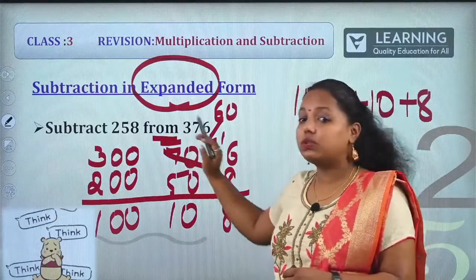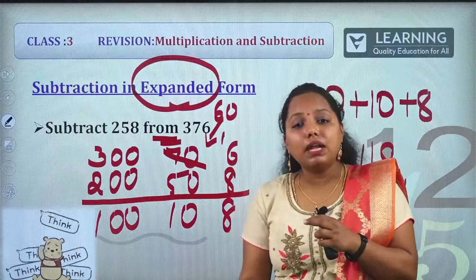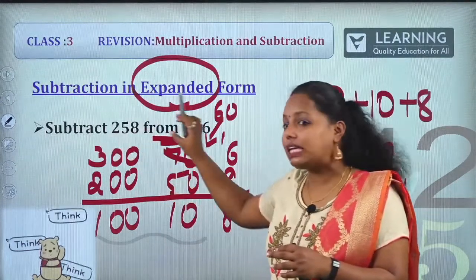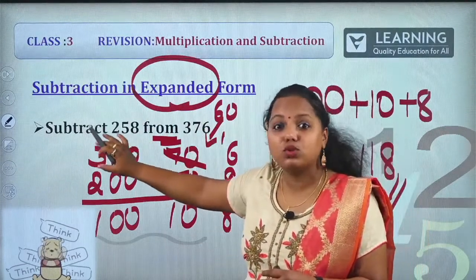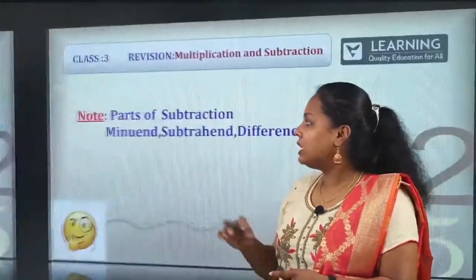So this is one of the important things. If there is a borrowing, the entire place value is affected. So if you are taking from this side, this becomes 200 and not 299. Now, how about the next one?